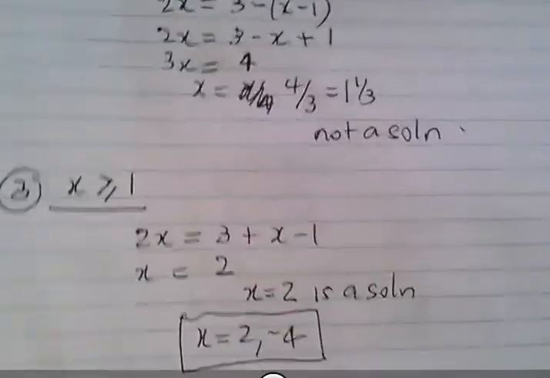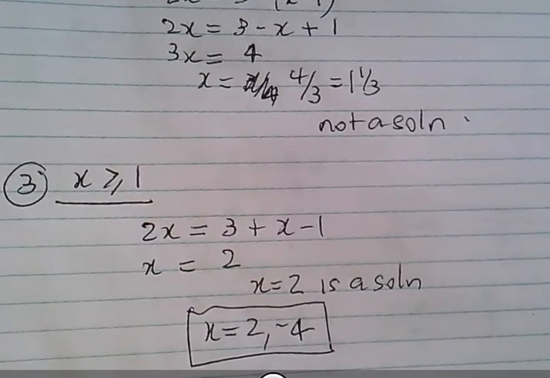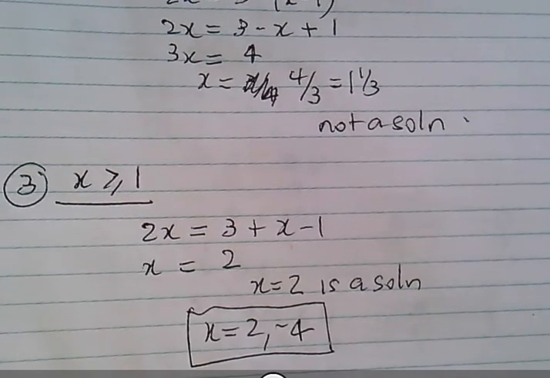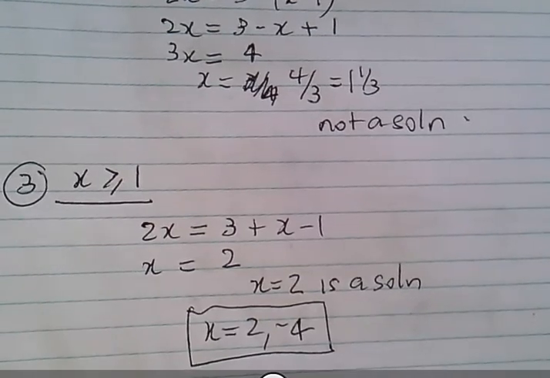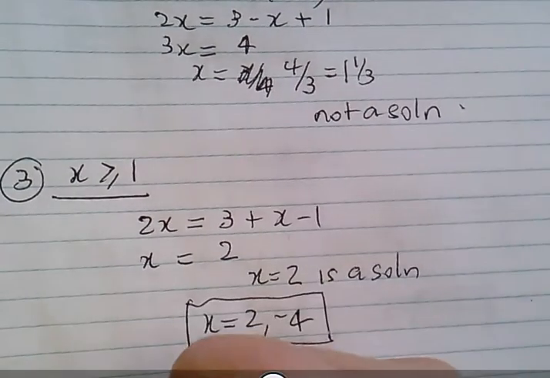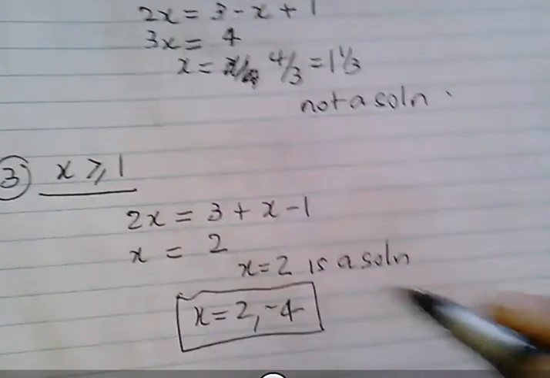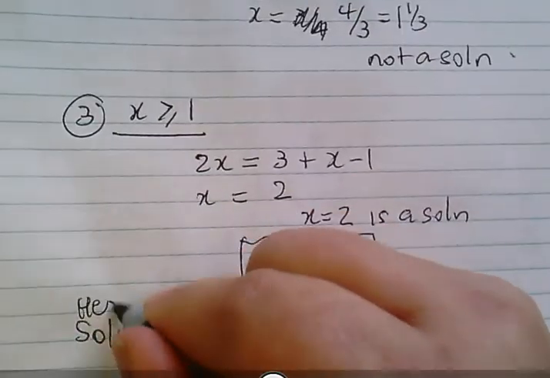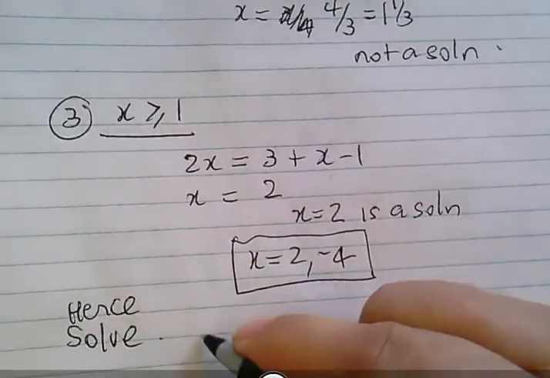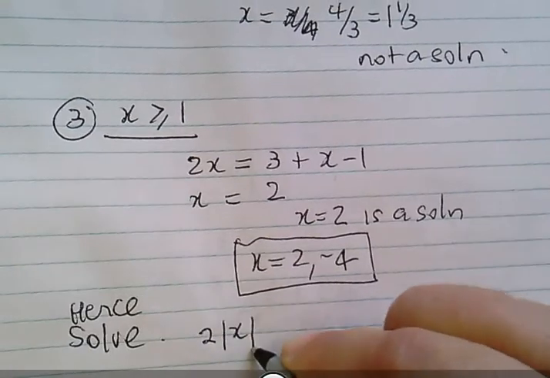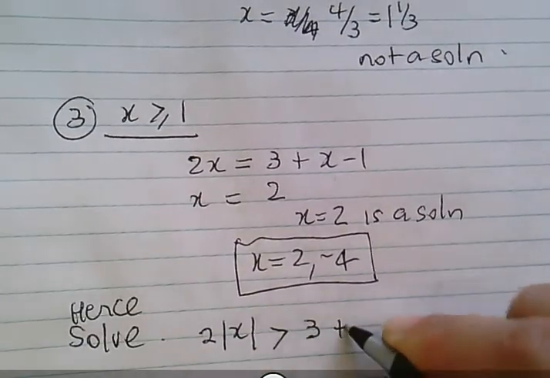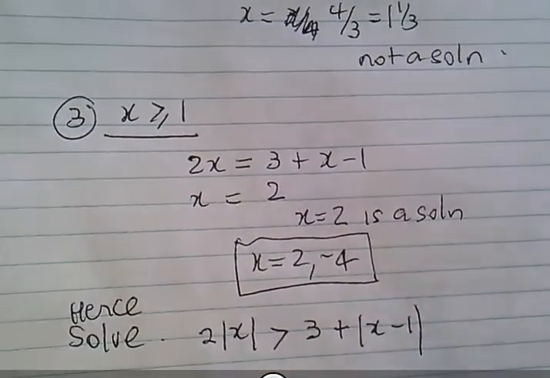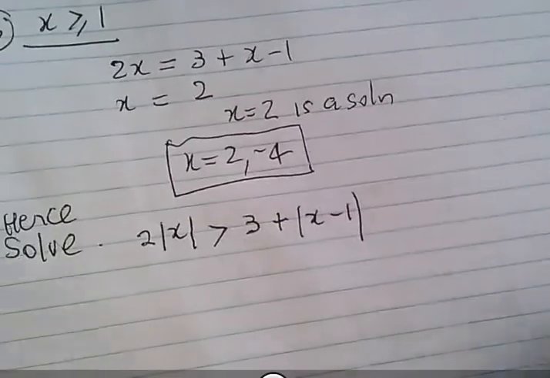Now, let me now do the inequality. I think it's easier to do the inequality if we've got the equal, if you ask me. Much easier. All right, so we're going to solve 2 inequalities. We're going to solve the following: 2 times the absolute value of x is greater than 3 plus the absolute value of x minus 1. Let's solve that.